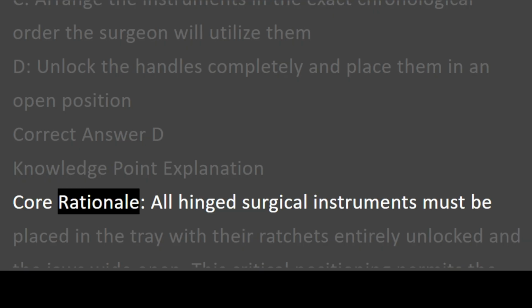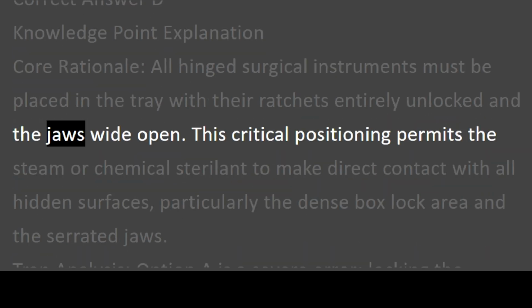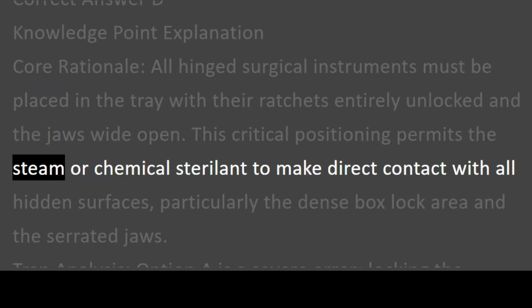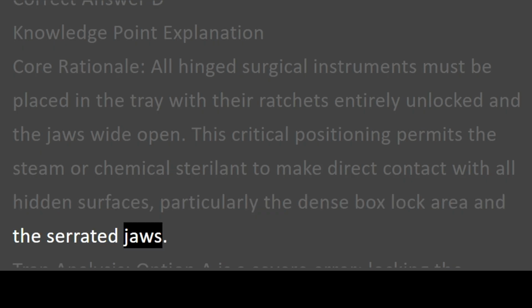Core rationale. All hinged surgical instruments must be placed in the tray with their ratchets entirely unlocked and the jaws wide open. This critical positioning permits the steam or chemical sterilant to make direct contact with all hidden surfaces, particularly the dense box lock area and the serrated jaws.